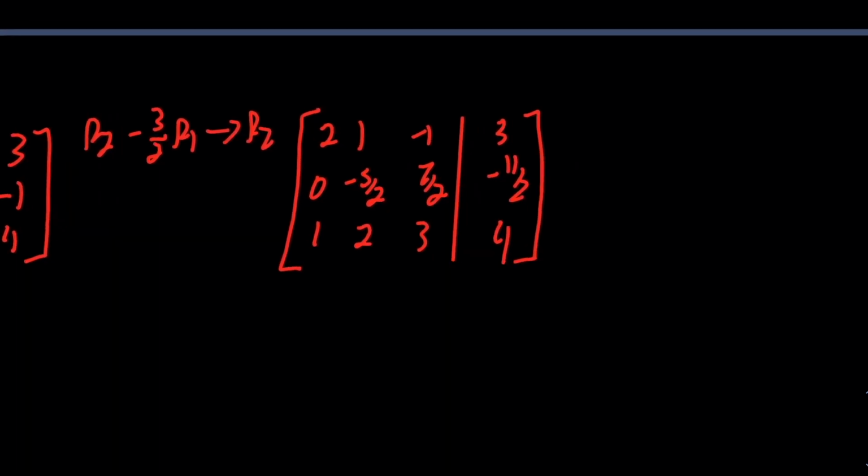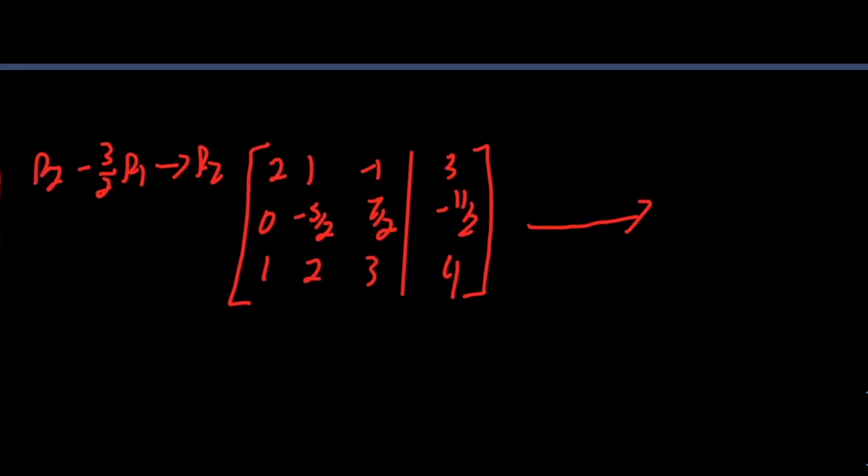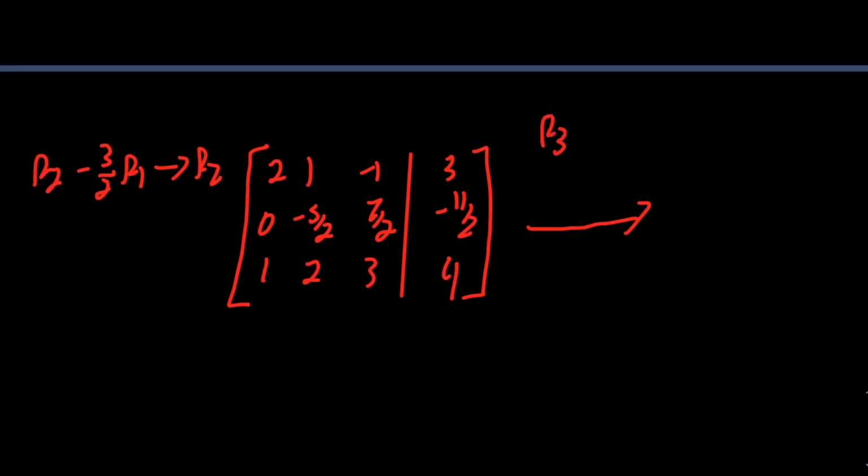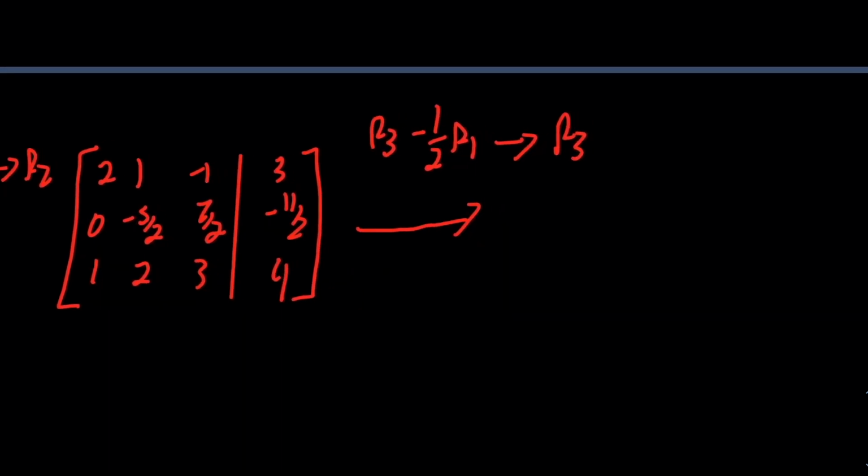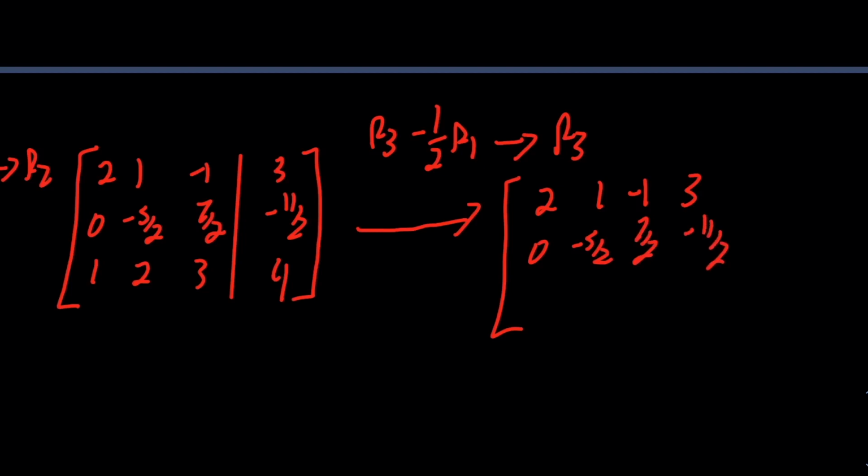Next up, we are going to observe, and then I think the best move is to grab row 3 subtracted by 1 half row 1, and then move that change to row 3. So therefore, row 1 should be as is. Row 2 is 0, negative 5 halves, 7 halves, and negative 11 halves. And row 3 becomes 0, 3 halves, 7 halves, and 5 halves.